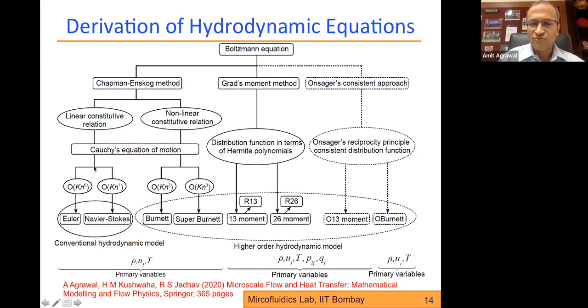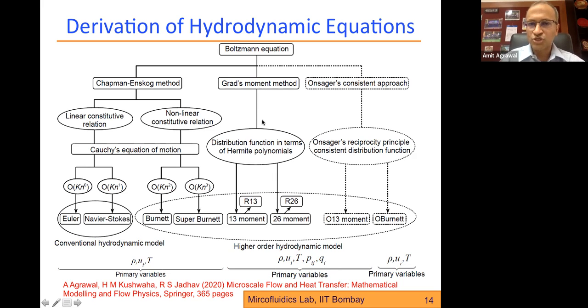This is just an overall view of how things would be. So we can see that depending on what level or what sort of order of terms you would like to maintain in your stress tensor, you can have different forms of equations coming out. So if you were to go to Knudsen number 0 terms, you will get the Euler equations. Number 1 terms, you will get the Navier-Stokes equations. And if you continue with that process, with this Chapman-Enskog method, you can also generate nonlinear constitutive relations, the Burnett equations and the super Burnett equations.